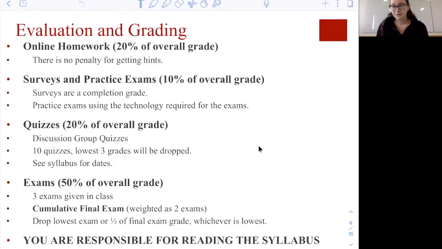At the end of the semester, you will get to drop your lowest exam grade or half of your final exam grade, whichever one is lower. So your lowest 100 points you will get to drop at the very end. This is also a little bit of a reminder that you are responsible for reading and understanding the syllabus. There's more information on grading in the syllabus.